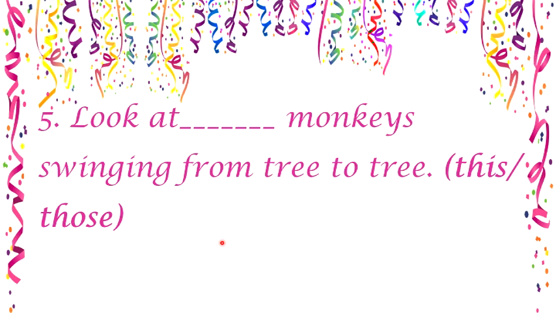What is the noun here for which we are using the demonstrative adjective? It is monkeys, and monkeys is a plural noun. So again, what should come out of your choice, this or those? It should be those. Alright? Look at those monkeys swinging from tree to tree. I'm sure this must have been a good recap for you of this topic.